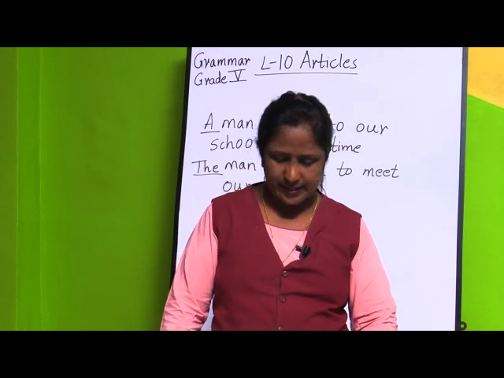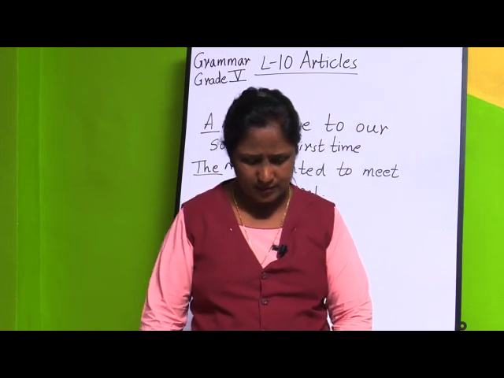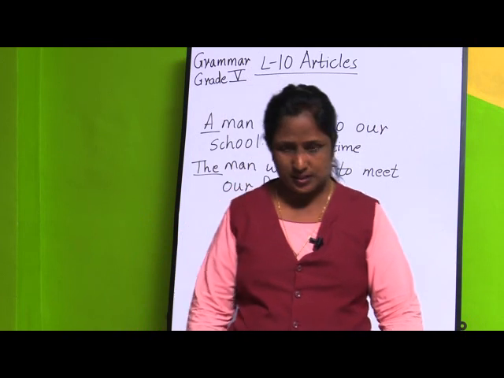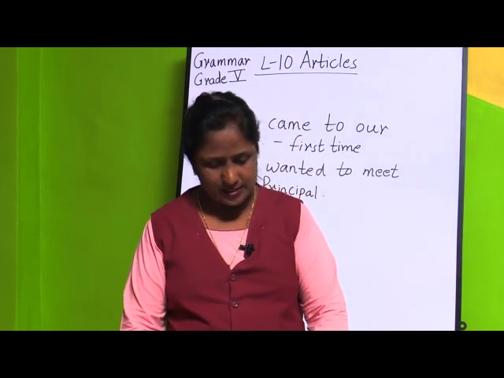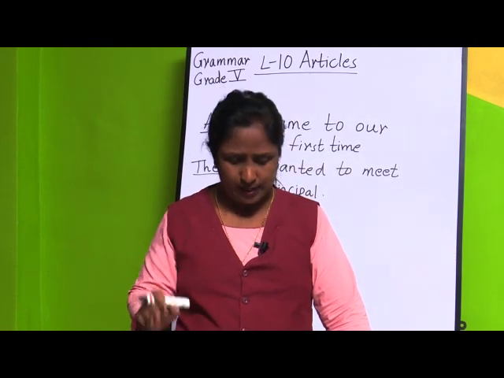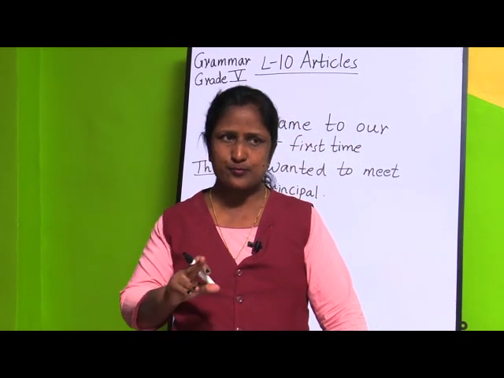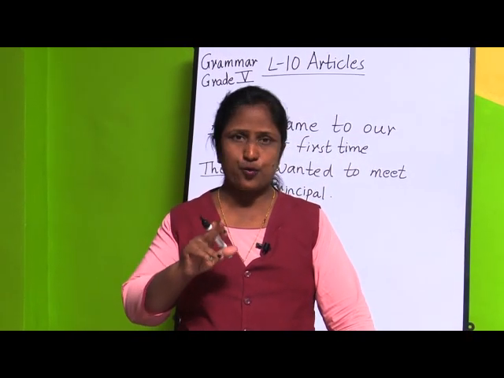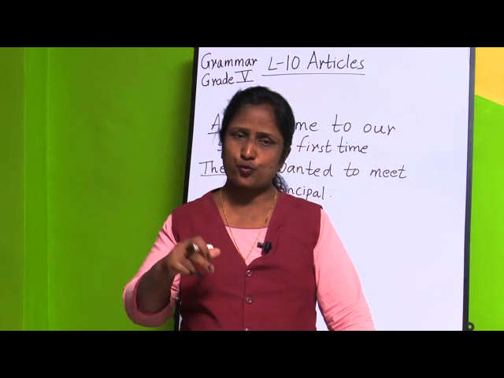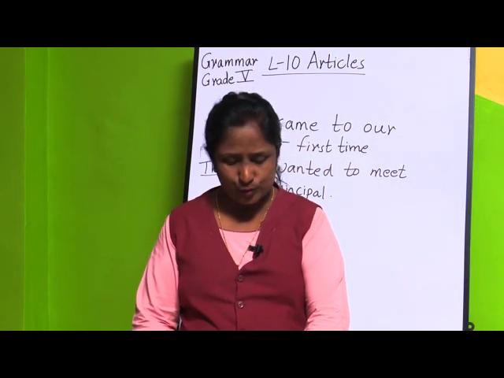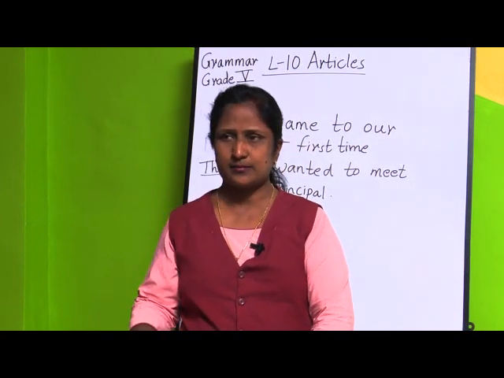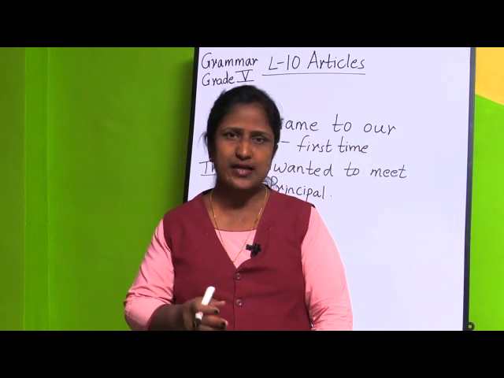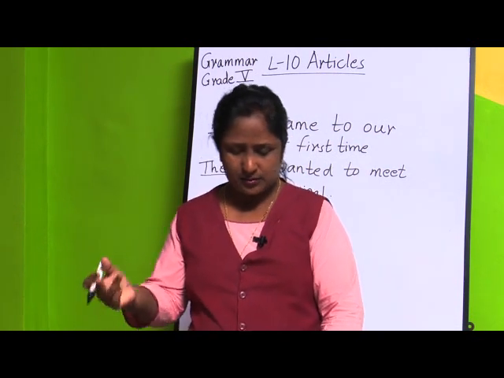Then if you see the exercise, fill in the blanks with a, an or the. First one: I gave a book to Hari. I gave a book to Hari means I am talking about a book for the first time. Again, I am talking about the same book, so how am I going to write? The book is about Sindbad. Second time also I am talking about that book, so we write the.